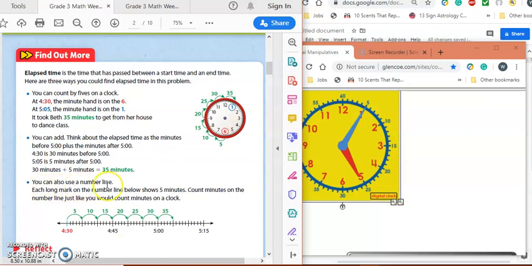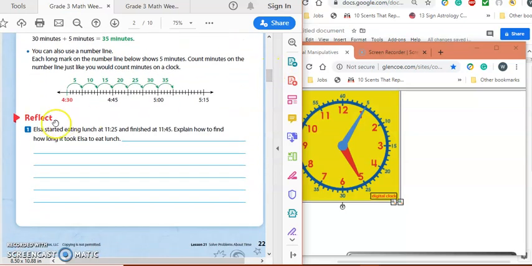You can also use a number line. Each long mark on the number line shows 5 minutes. Count the minutes on the number line just like you would count minutes on a clock. So let's start. 5, 10, 15, 20, 25, 30, 35 minutes, and that will give you 5:05. Okay.